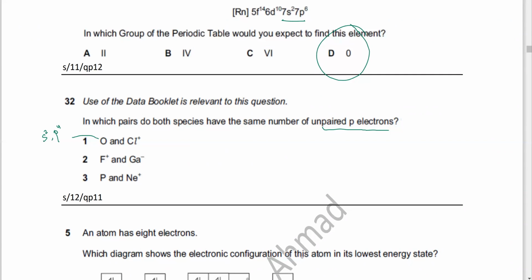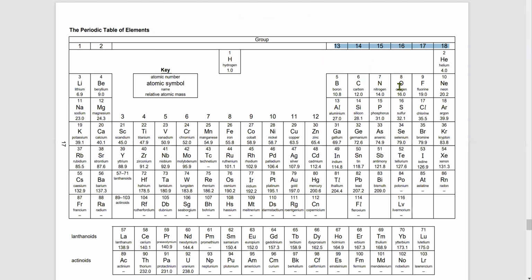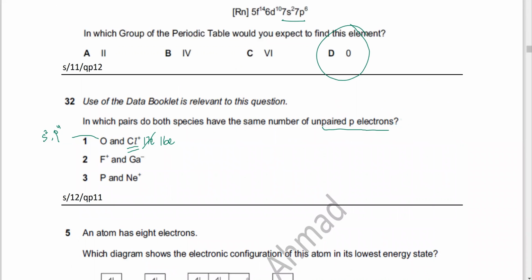What about chlorine? Now remember, this is not actually chlorine. Chlorine has 17 electrons. It's chlorine plus 1. That means it has lost an electron. It's 16 electrons. So where do you have 16 electrons? 16 electrons is this one. So it's again group 6. So the electronic configuration would be that of sulfur, so it's going to be s2 and p4 as well. So they're both going to have exactly the same electronic configuration.